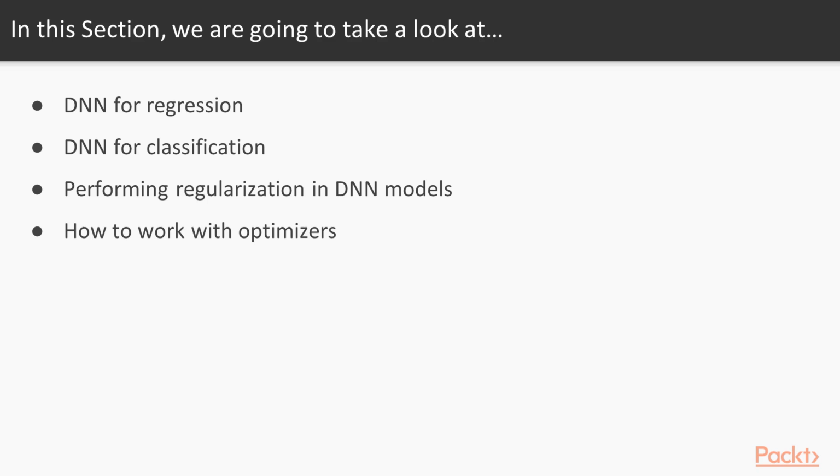In the first video, we are going to build a deep neural network for a regression task. We are going to be predicting the diamond prices in this example. In the second video, we will build a DNN model for a classification task, and in that case we are going to be building a model using a dataset that comes from the Higgs boson research.